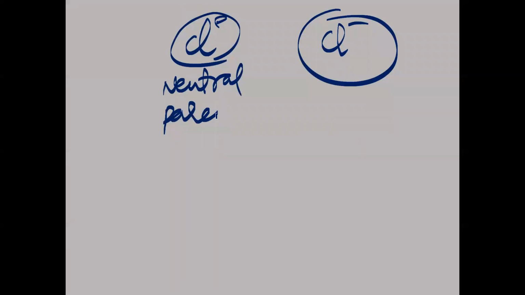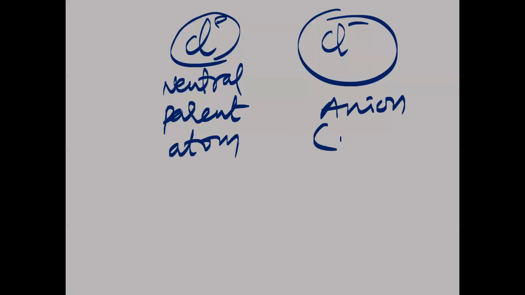The neutral parent atom. It is what now? Anion. What is an anion? Anion is nothing but a negative ion. A negatively charged particle is called an anion. So anion size will always be larger than its parent atom. Is that clear?